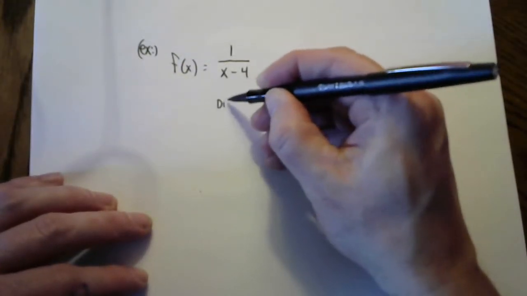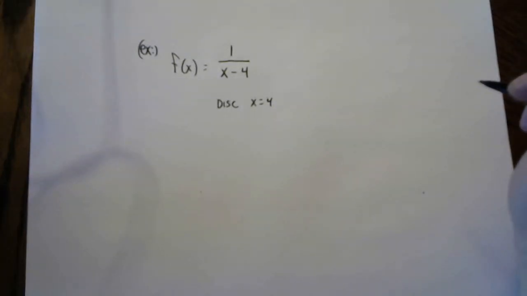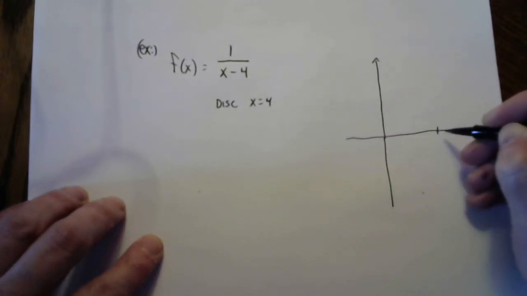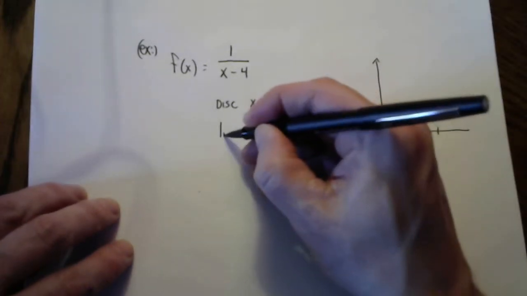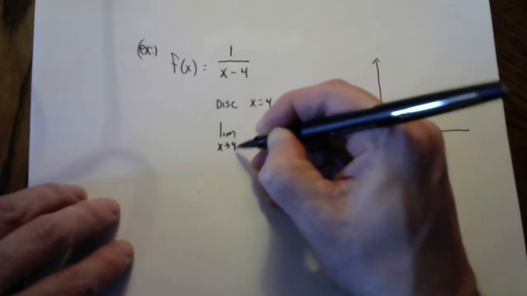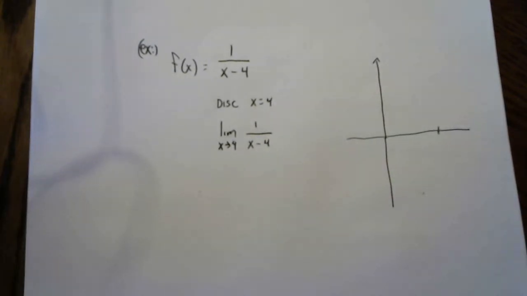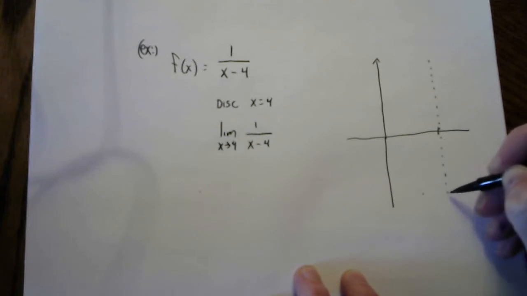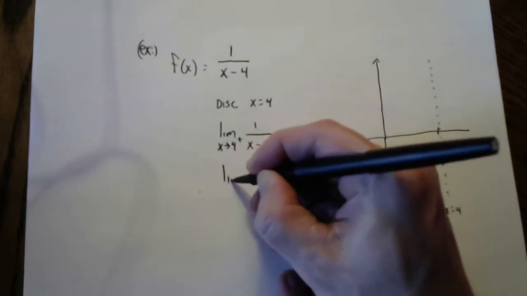Okay, discontinuities. So clearly the bottom can't be 0. So we have one here at 4. If I'm thinking about this graphically now, if that's 4, I won't label it yet, but something's happening here. I want to know what. How do I find out what? We'll let x approach 4. And I get 1 over 0. I get non-zero over 0. So immediately I know I got an asymptote, and I know I got to check the right and the left.